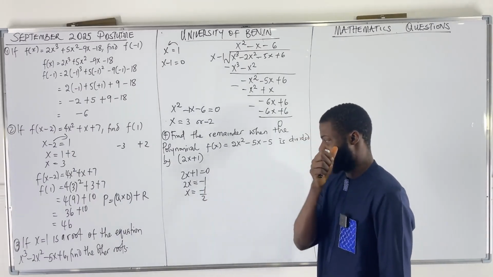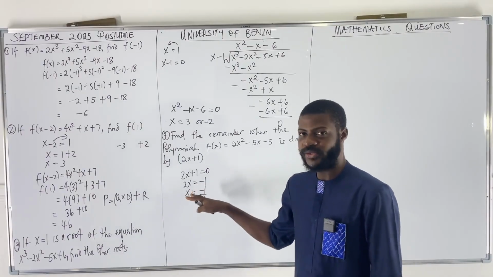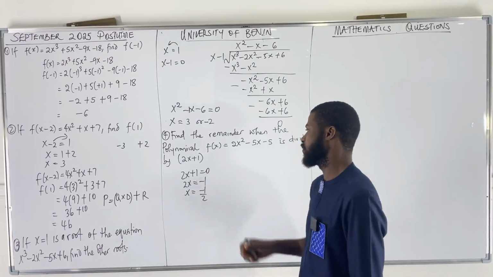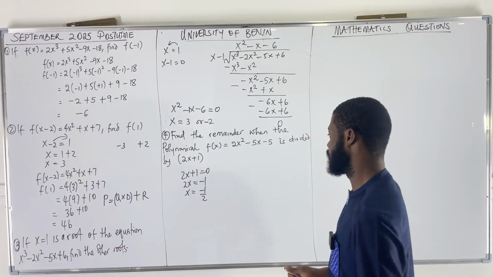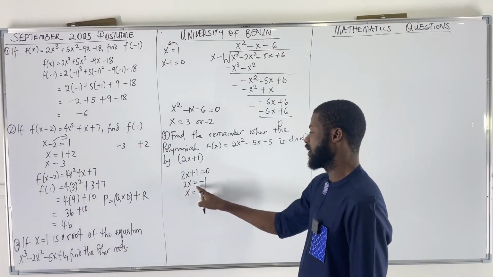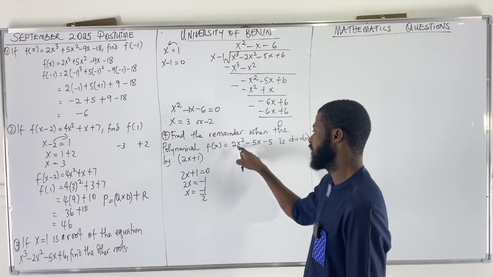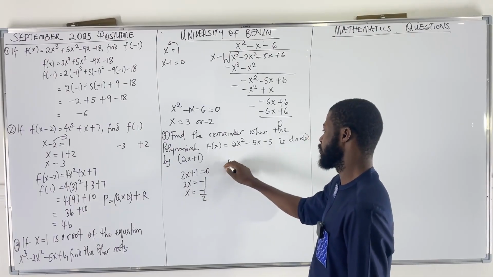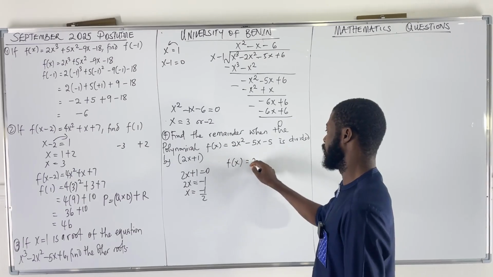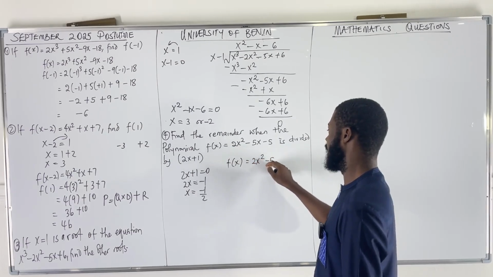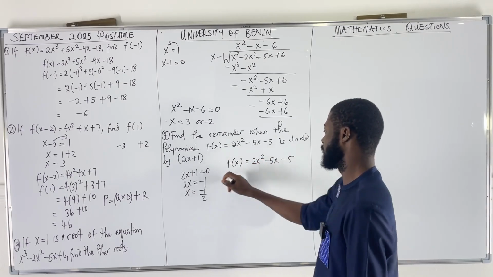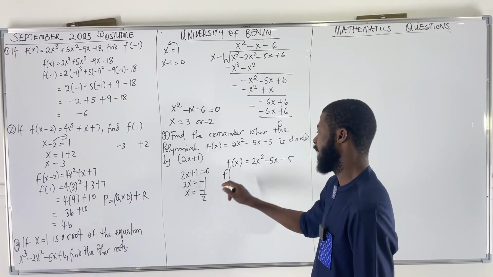But ladies and gentlemen, there are conditions when I can do this. We're going to see that in the next question. That's why I included the next question. So when you're done with this, you're going to put this very value into the polynomial. So we have f of x equal to 2x squared minus 5x minus 5. So we're going to have f of minus 1 over 2.